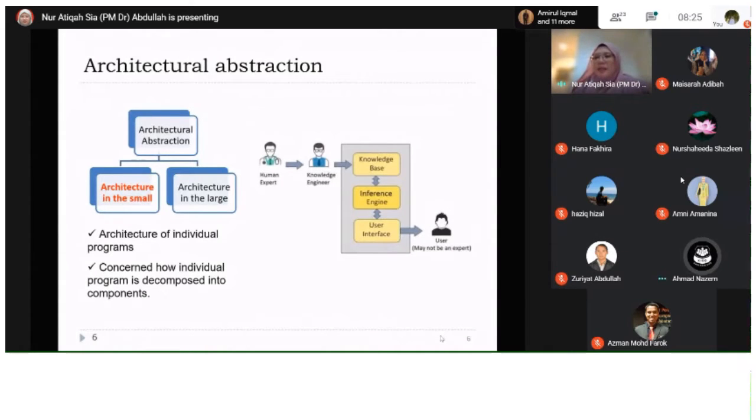Tak tepat lagi. Doktor, LMS? Learning management system, okay, tak tepat lagi. Health diagnosis system. Okay, nearly nak tepat dah ni. But actually, anyone want to try out? Tengok dia punya basic features tu. Tak ada orang nak try?